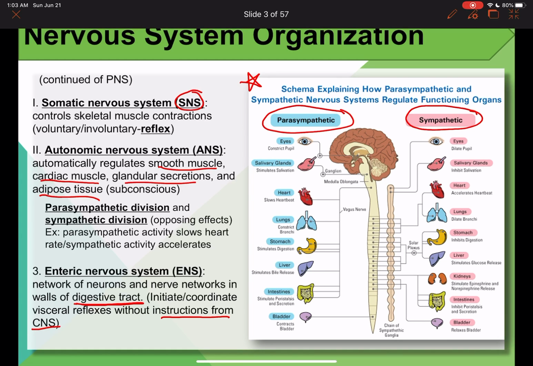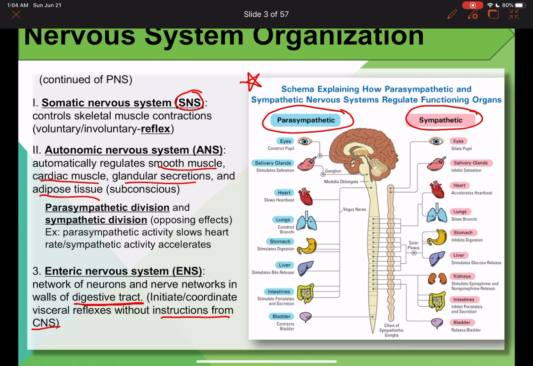All that stuff we're going to talk about. So hence, there's a separate division to deal with the movement of food down your esophagus, the movement of food in your small intestine, large intestine, movement of feces, and when to release it. Those are things we don't have to constantly think about and voluntarily control. So that's why we have a whole separate nervous system to control that area of the body.